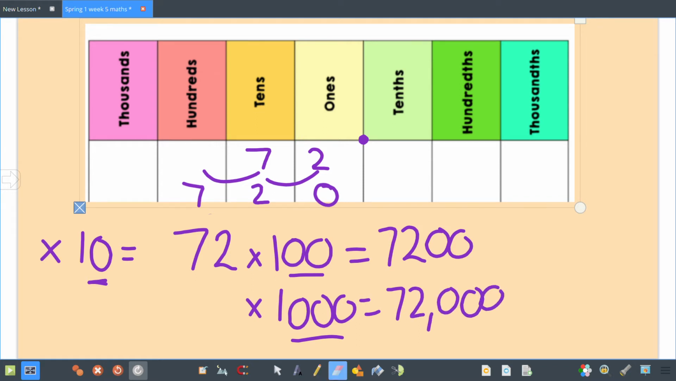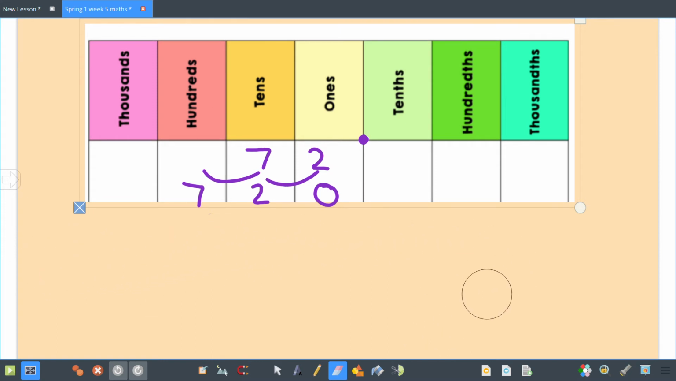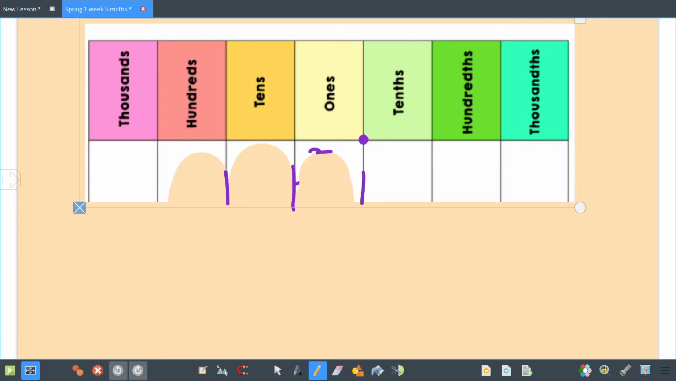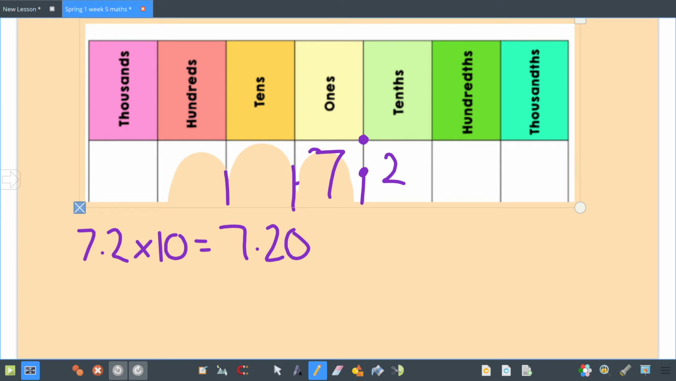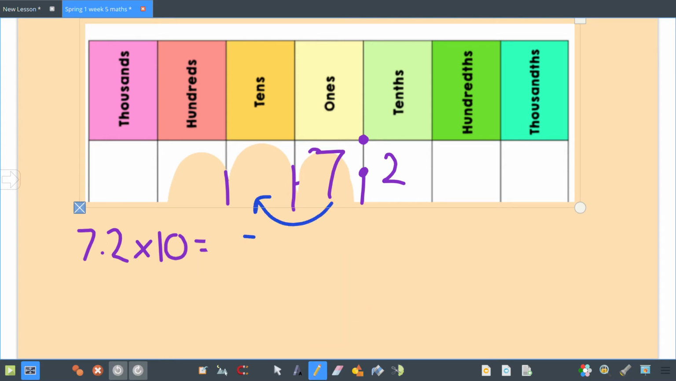Now that's really, really easy when you've got a whole number, but when you are given a decimal, it makes it slightly harder. Okay, and I want to show you that now. So if you were given 7.2, and you have to do 7.2 times by 10. If you just put a 0 on the end, you've still got 7.2. It's not changed, which is why you need to have that understanding of everything is moving up the place value chart. So the 7 would go there, and the 2 would go here, so that would become 72.